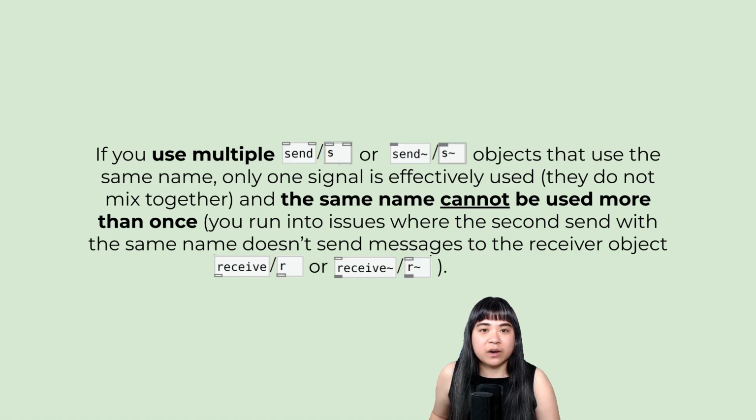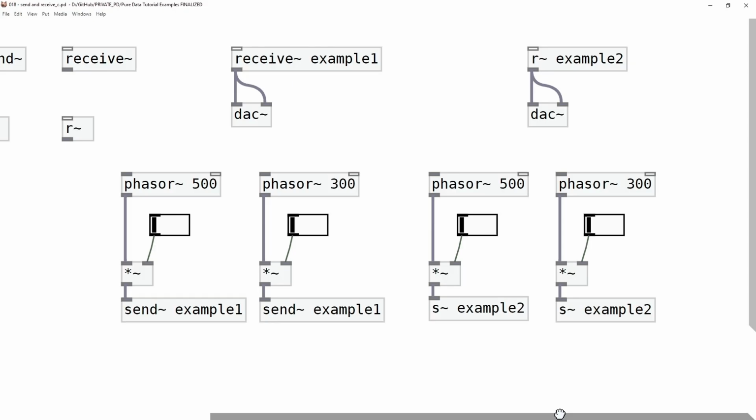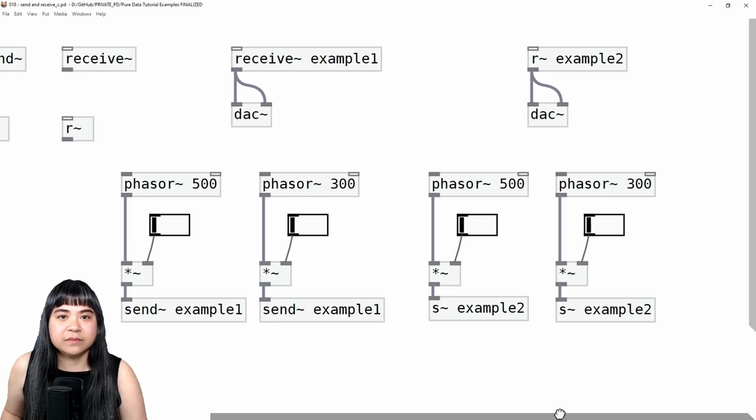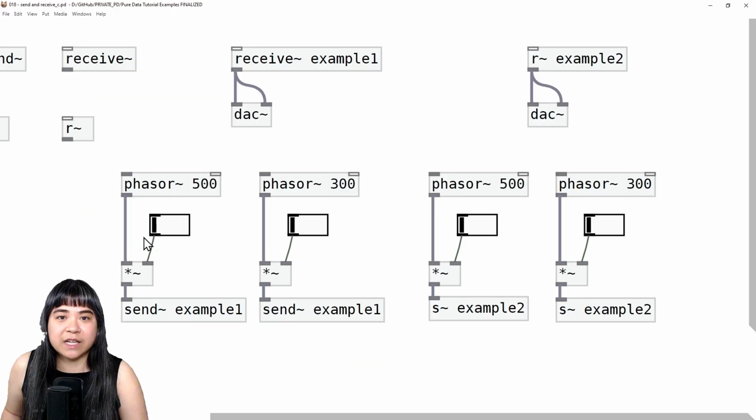Receive or R, or receive tilde or R tilde. I'll explain this using the current example displayed on the screen. We have given send and receive a name. The name given is example 1. In these examples, we'll cover that only one name can be used when naming send or receive objects. Otherwise, they malfunction, especially when you create a second send object with the same name more than once. The second send tilde example 1 isn't being received by the receive tilde example 1.